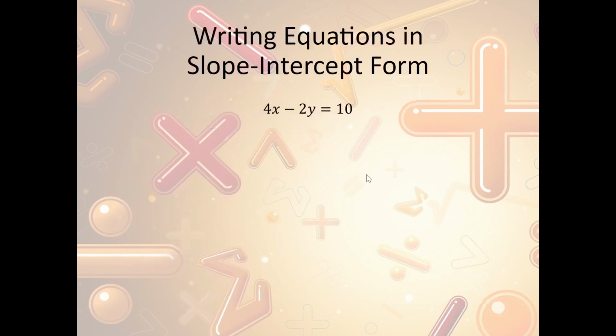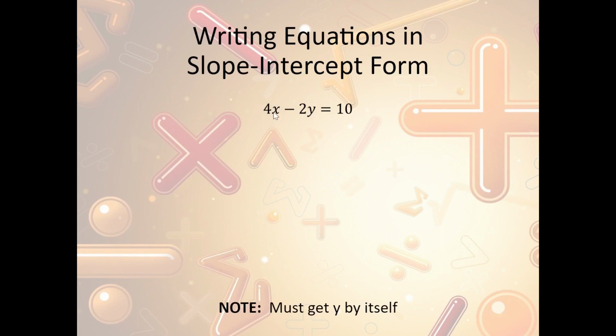Now, what do I do if the equation's not in slope-intercept form? Well, that presents a problem. I can't actually graph it unless it's in slope-intercept form. So I know that it needs to look like y equals mx plus b. So I need to get y by itself. So anything that's not y, I'm going to move to the other side.